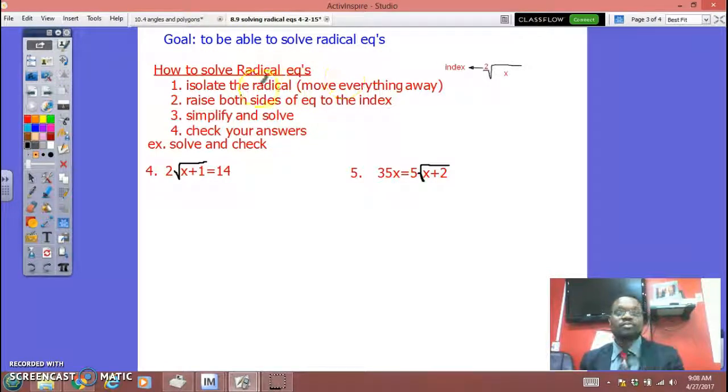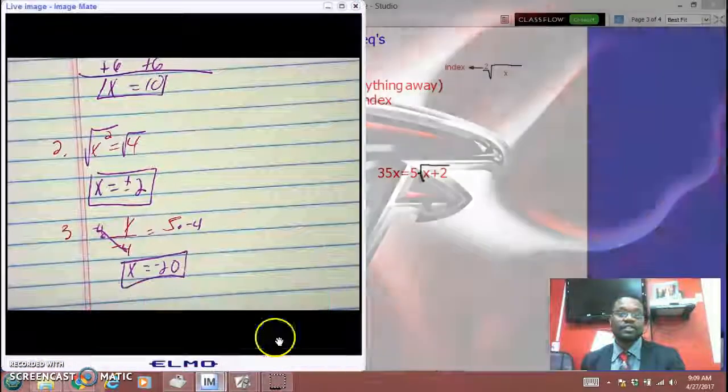Remember, this is our goal. We need to isolate the radical. That means move everything away. There should be nothing added or subtracted or multiplied or anything on the same side as your radical. Raise both sides of the equation to the index. I'm going to use square root a lot in these problems, but please understand it's the same thing for a cubed root or a fourth root or whatever. Simplify and solve and check your answers, okay? We have to check our answers here. So notice my instructions say solve and check. They won't always say check. You need to know how to do that. You need to remember to do that. So let's go ahead and look at these examples here.